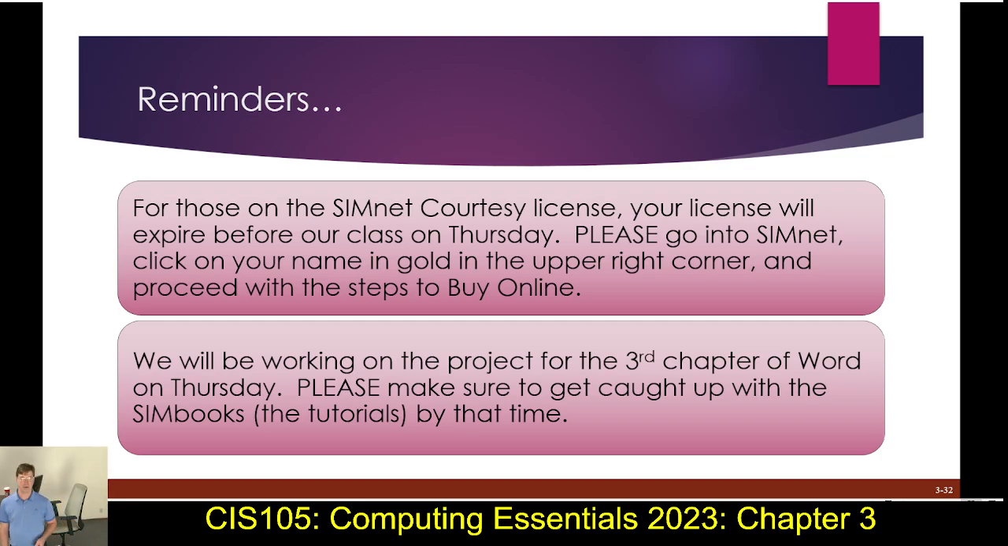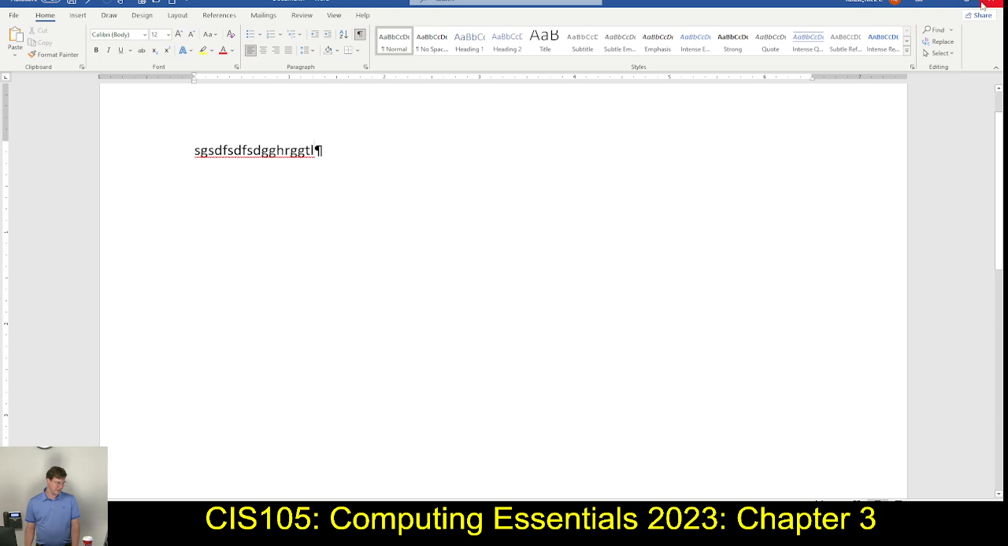Here is your reminder. This is to all of you that are watching as well, even if you're in other CIS105 classes, this should be happening to you too. Your SimNet courtesy license will expire, if you're still on the courtesy license, before Thursday's class. So please go into SimNet. You're going to click on your name in gold in the upper right corner. Don't worry, Marshall, I'll talk about what you went through. I'm not going to mention that you went through it, but wait, I just did. Anyway, I'm going to go in there right now just to show you.